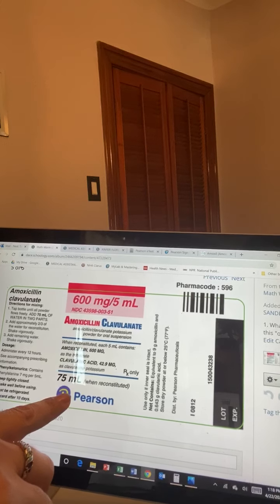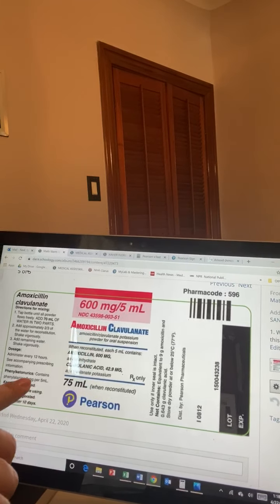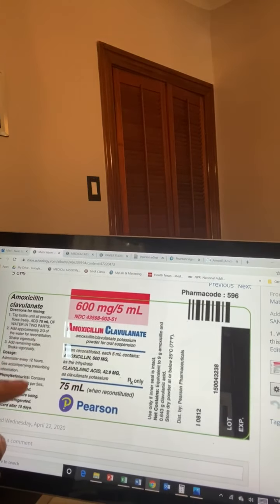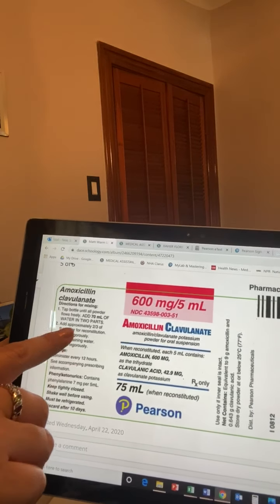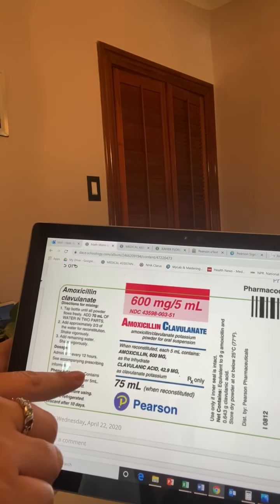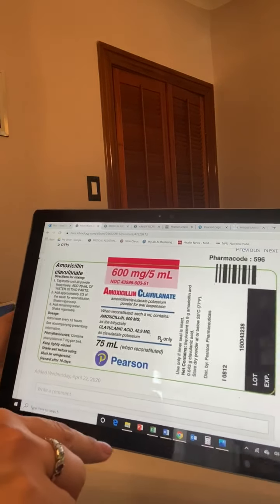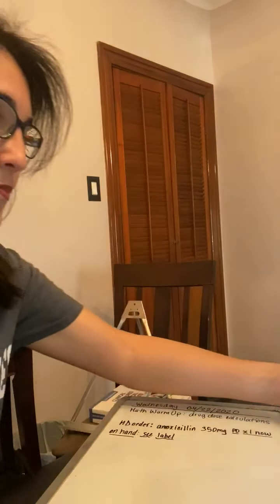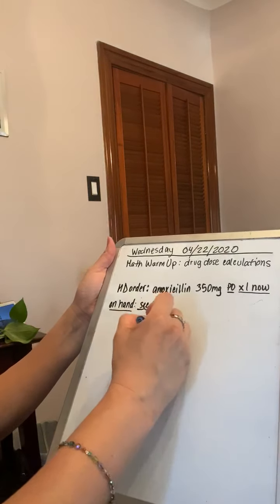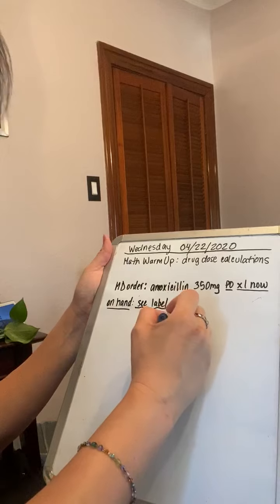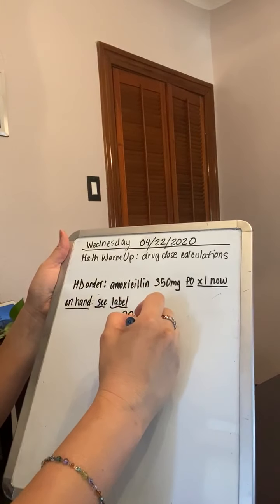Okay, and so you can pause it here and take note of this. Hopefully we'll go over all of the directions for mixing, because this is a really good label to read for reconstituting medication, but that's another topic for another day. So what we have on hand from that label is 600 milligrams.